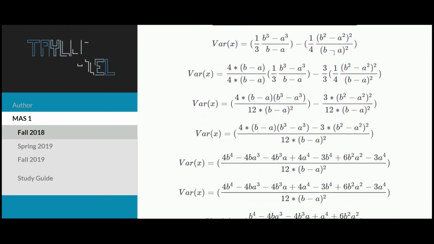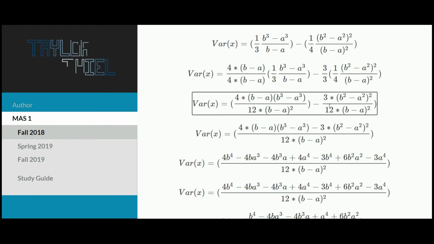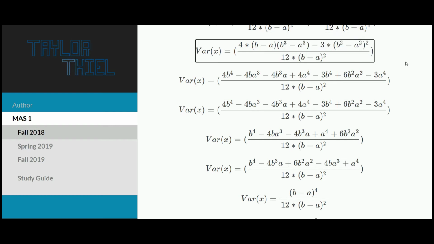So at this point, we want to put everything in the same fraction. To get a common denominator between the left and right side of this calculation, we actually need 12 times (b minus a) squared in the denominator. So we just multiply by 3 over 3 on the right side, and on the left side by 4 times (b minus a), and then we get a common denominator between them. So that shows they have a common denominator, and then we put them together here.